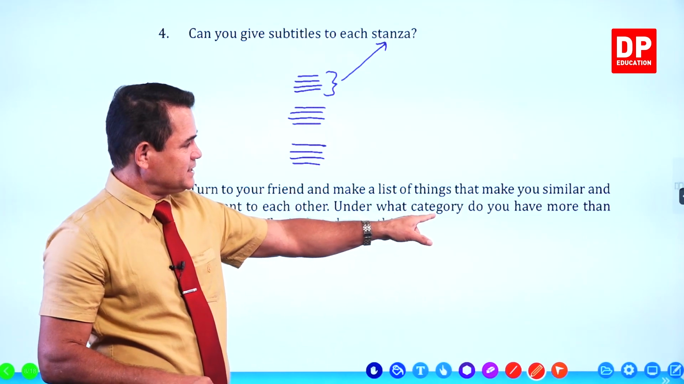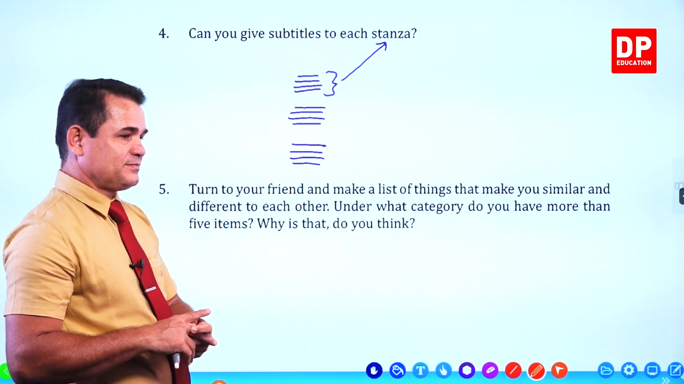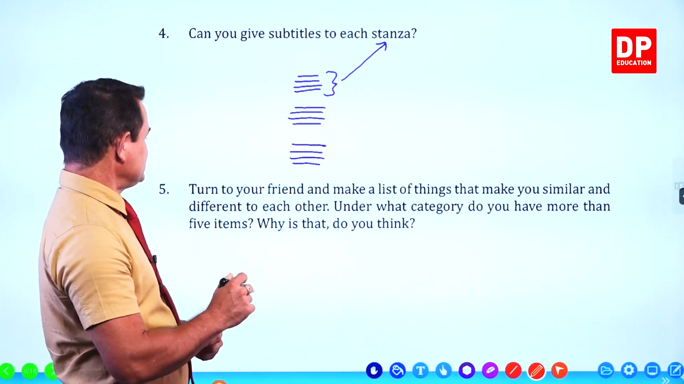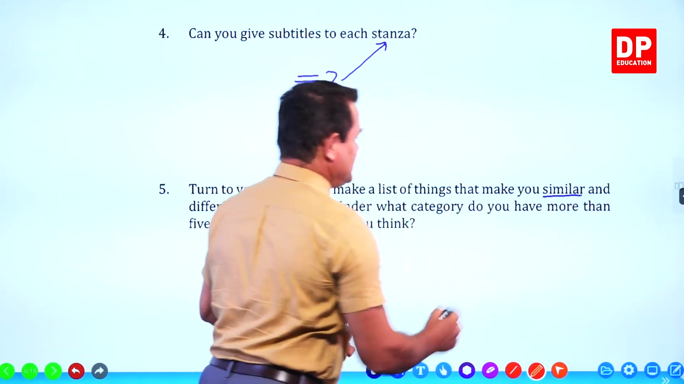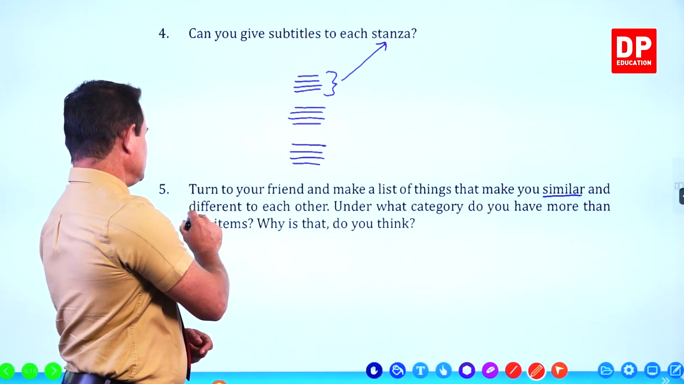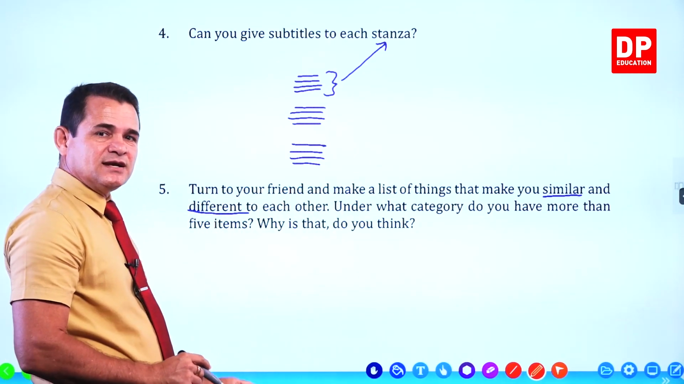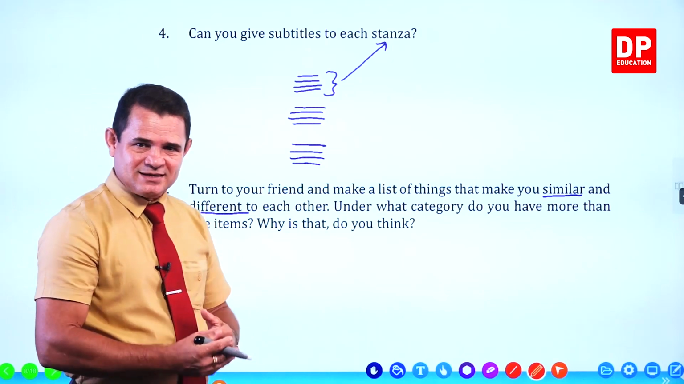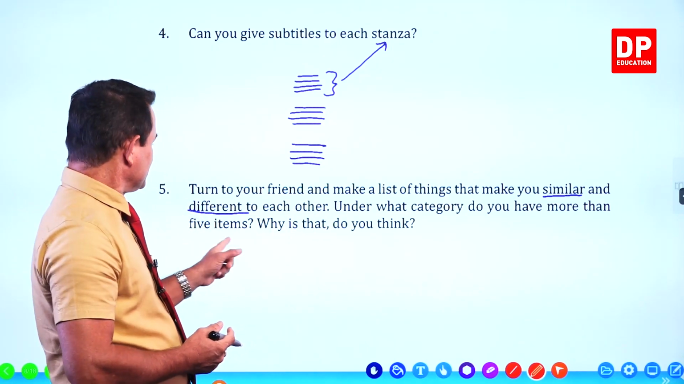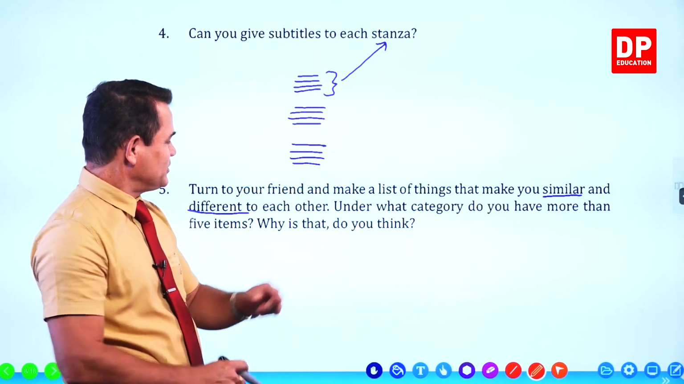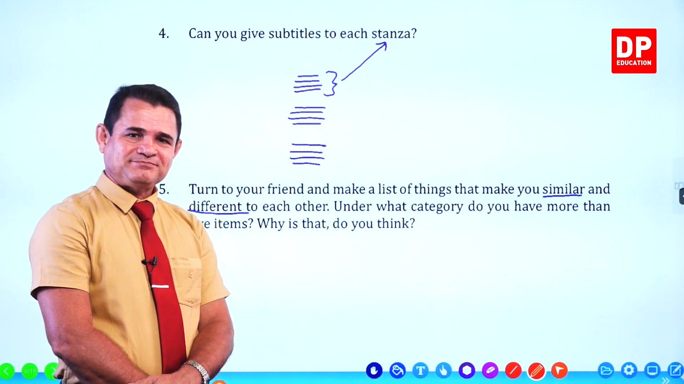Under what category do we have more than 5 items? Similarities. Now, is it under similarities or difference? සමානකම් යටතේද ගොඩක් තියෙන්නේ, differences යටතේද? You just write and see. Why is that? And do you think what?